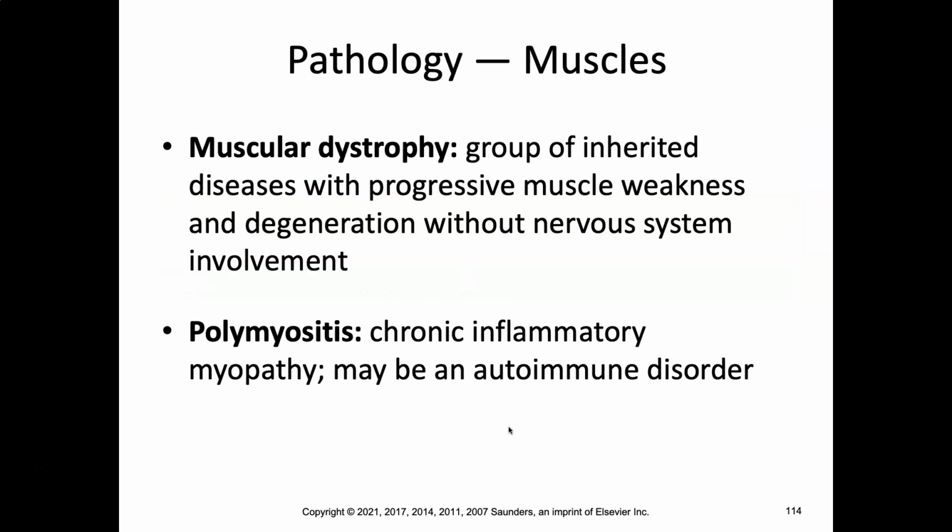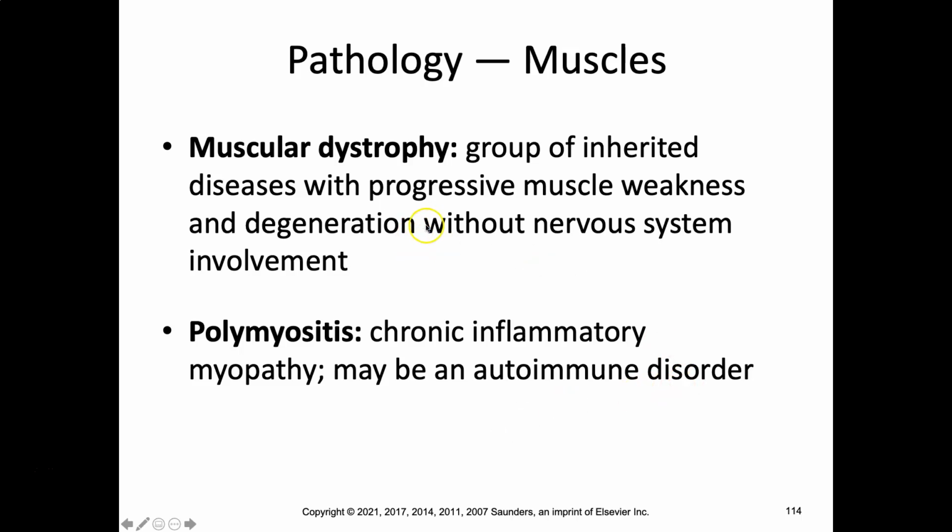What can go wrong with muscles? Well, one of the biggest things that can go wrong with muscles is muscular dystrophy. That is an inherited disease, so that's hereditary, or it's something you're born with through genetics. It's a genetic inheritance of progressive muscle weakness and degeneration without nervous system involvement, and typically it'll end in death. Most of these do at some point.